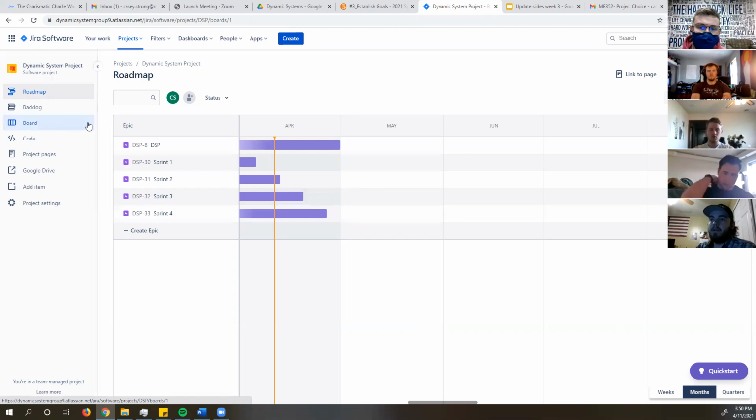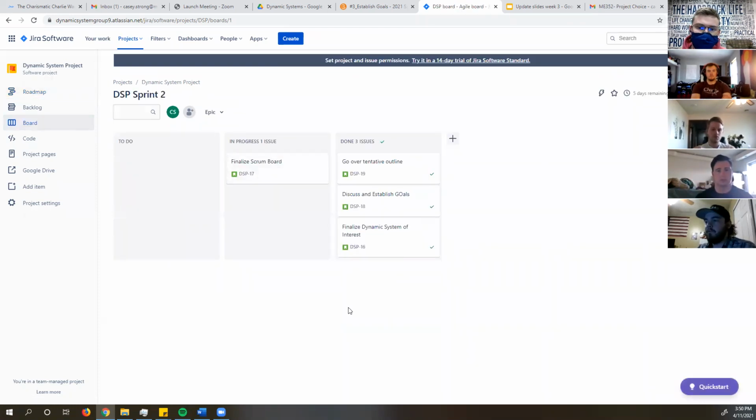When we come over here to the board, we can see, like I said, we're just finishing up sprint 2. We made the tentative outline. We discussed and established goals like we just talked about earlier in this update. We picked the system we wanted to do the analysis of, and we are working on finalizing the Scrum board, so it'll be all set up and really useful for us to help us stay on track and get this project done.